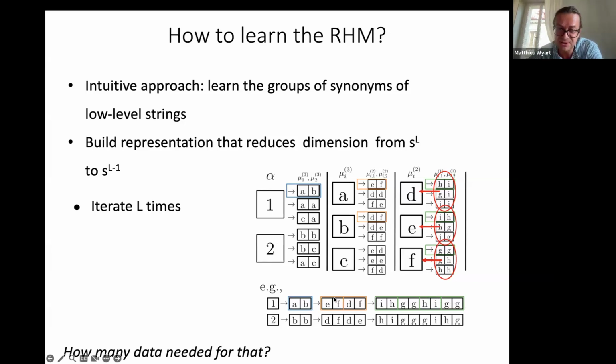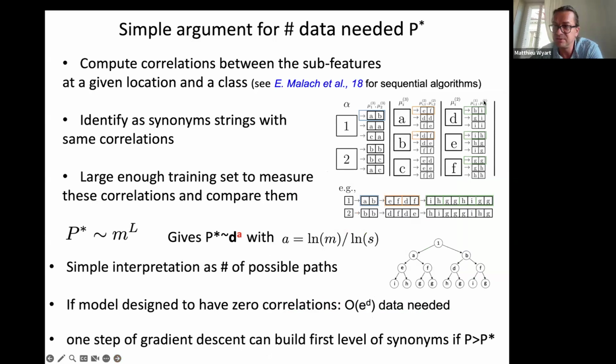So it should be even much easier to, again, find synonyms at the next level and understand its A, B, and so on. So it turned out that to learn those kinds of models, indeed, the first step, learning synonyms near the leaf, is the hardest. So how much data do you need to do that? It turned out that the key quantity that controls when you can learn that, and it was understood already by Malak in a very interesting paper about not deep learning, but a sequential algorithm, is the correlation between strings at the leaf and the class.